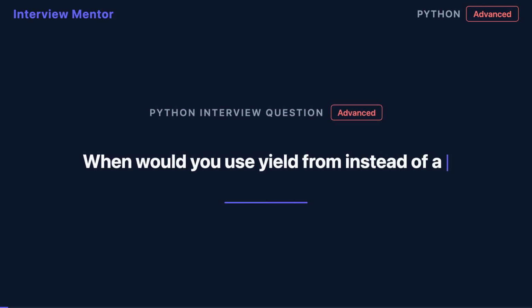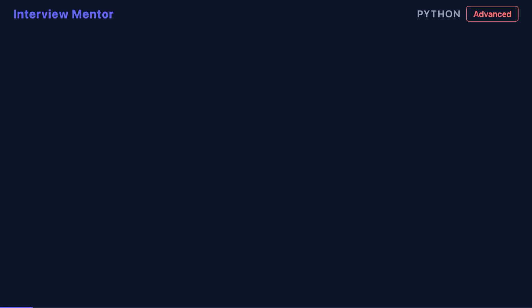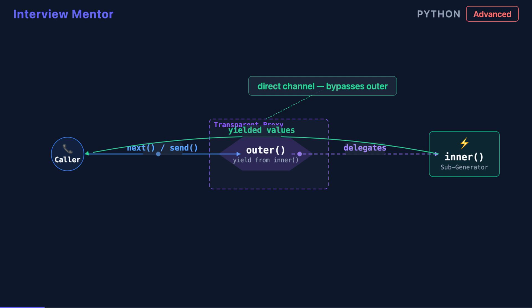Most Python devs know yield. But yield from? That's where generators get truly powerful. Yield from isn't just shorthand. It makes your generator a transparent proxy.